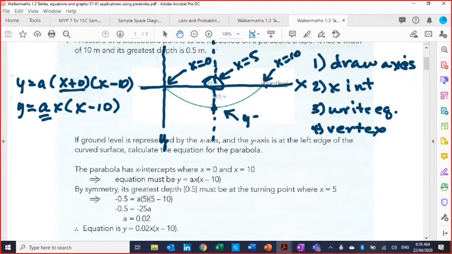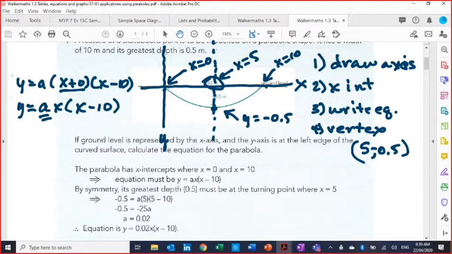So at that point, y equals negative 0.5. So I know the vertex is the point (5, negative 0.5). Be careful for the sign. Remember, you went down. It doesn't say negative, but we know it's negative because we're down below the x-axis. Really watch those signs. That's going to be an issue if you don't pay close attention to where the point is.